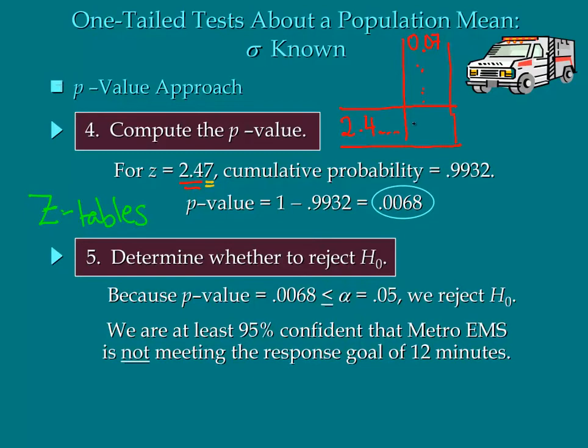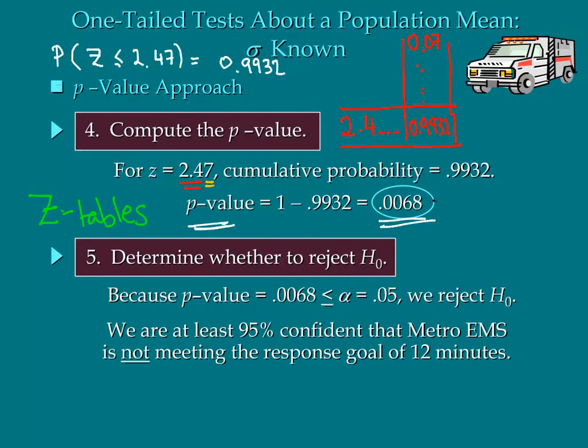That will give me an answer of 0.9932. Okay, that means that the probability of a z value being less than or equal to 2.47 is 0.9932. And we want the complement of that, because that is what the p-value is. It's the probability of a z value being greater than the test statistic. So 1 minus that is simply a complement, and we get a p-value of 0.0068. So that's the p-value there.